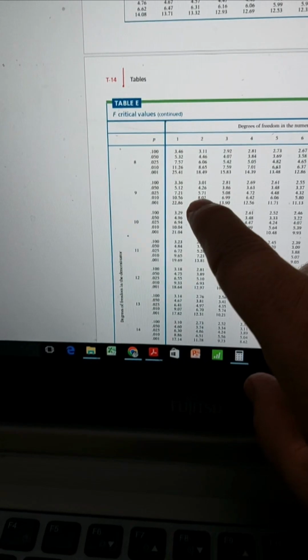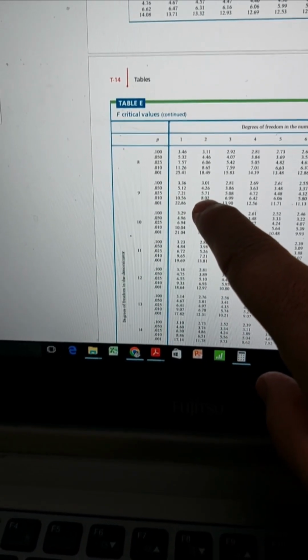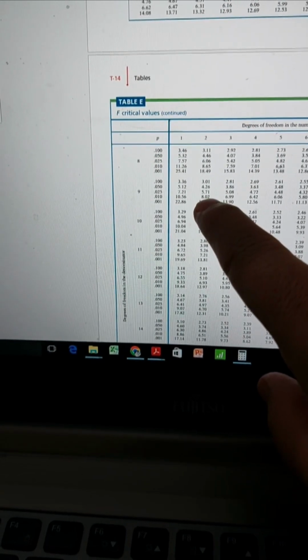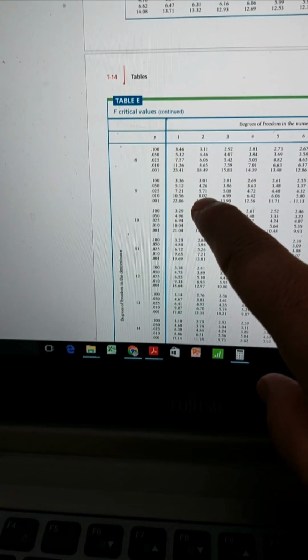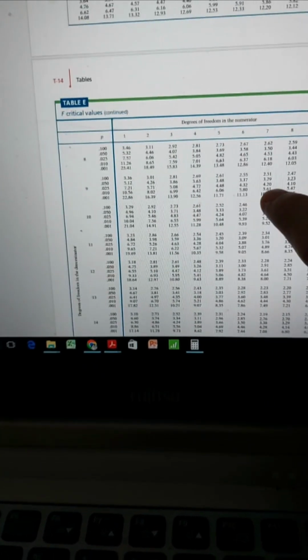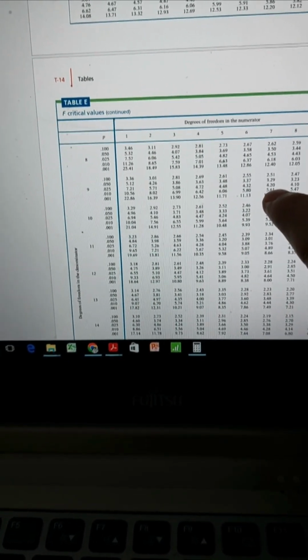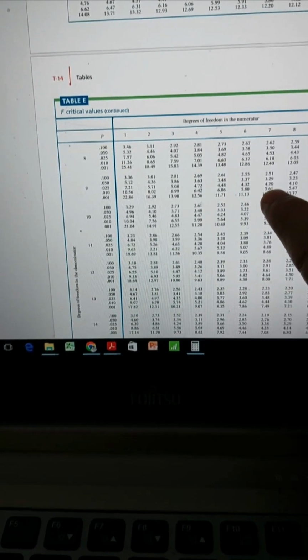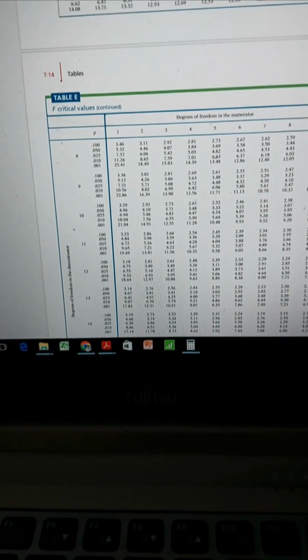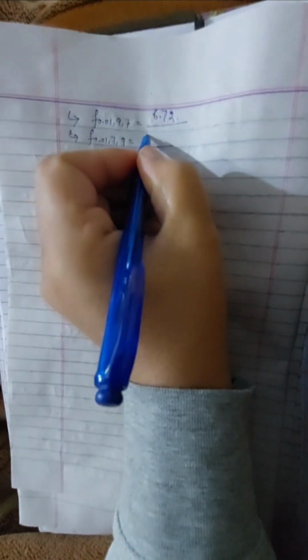So we need to look into the fourth row, in the 9 segment, denominator of 9. So for 7 and 9 it should be this one. This is 7, 9 and 0.01. So the value is 5.61. Writing the value over here that we got.